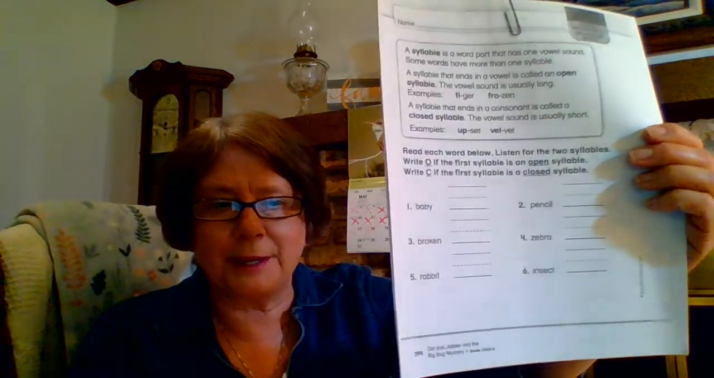Read each word below. Listen for the 2 syllables. Write O, the letter O, if the syllable is an open syllable. Write C, the letter C, if the first syllable is a closed syllable. So when you say the word baby, that's a spelling word, baby, you see that the A is at the end of the first syllable. If there is a vowel at the end of the first syllable, it is open, so you put an O on the line.